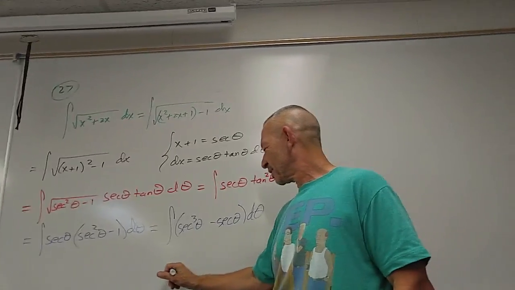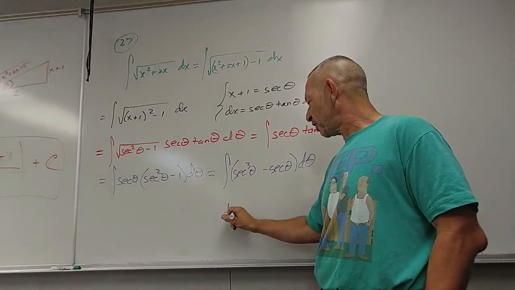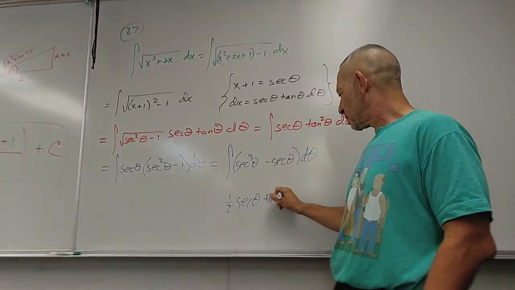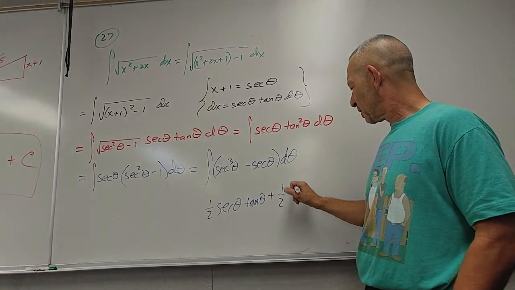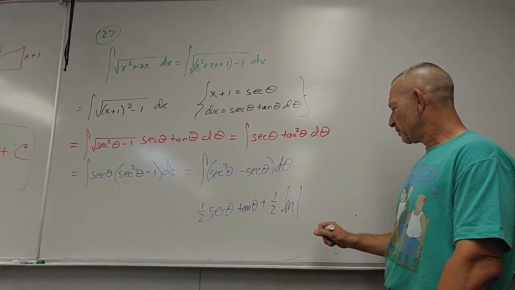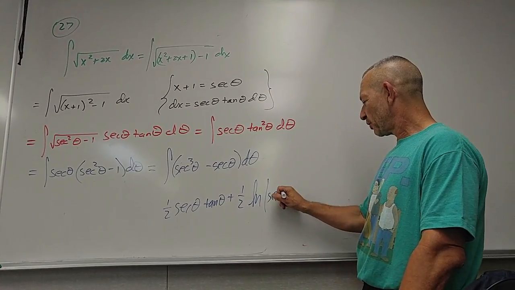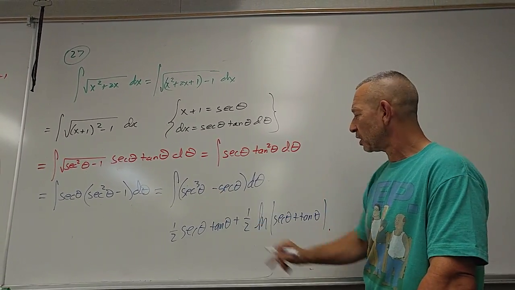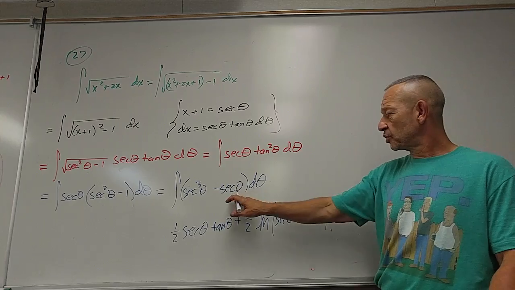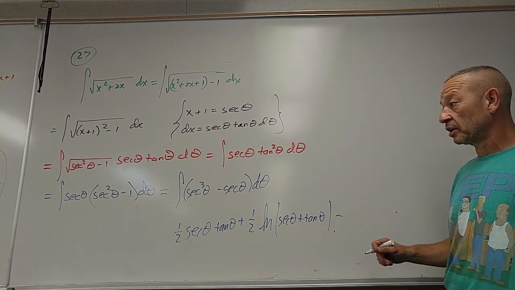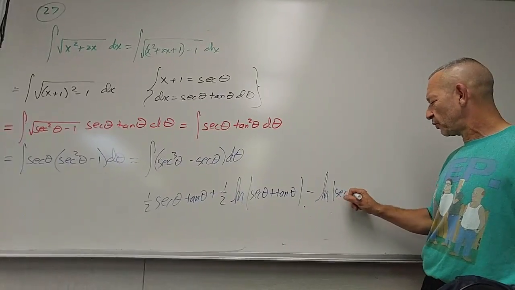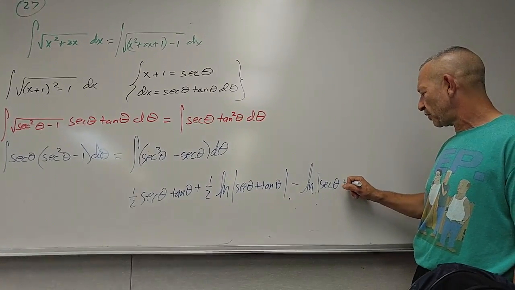One half secant theta tan theta plus one half ln absolute value of secant theta plus tan theta. Now all that was the integral of secant cubed. Now we have to also put minus the integral of secant, so minus ln absolute value secant theta plus tan theta d theta.